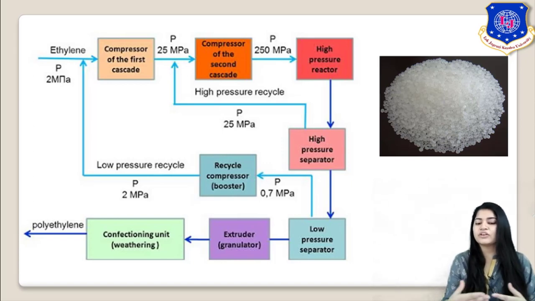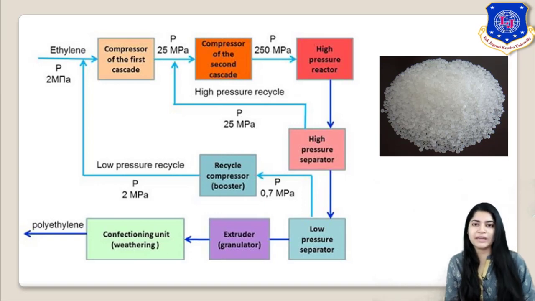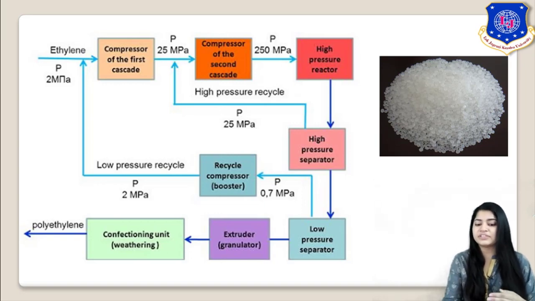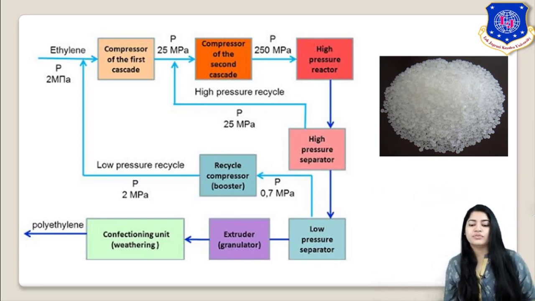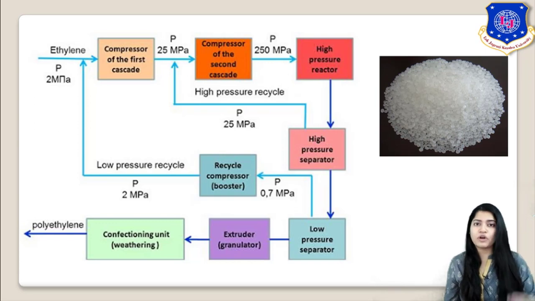The recycle compressor again increases the pressure. From the low pressure separator you get your monomer at 0.7 megapascal. Further it increases the pressure up to 2 megapascal, and this is recycled back to the first compressor of your process. Now from the low pressure separator your polymer is sent to the extruder. What is an extruder? It is also called a granulator.